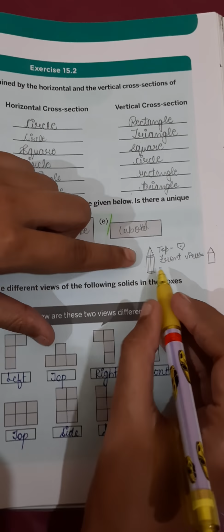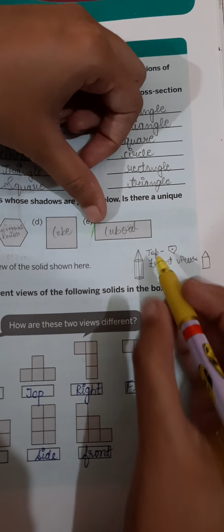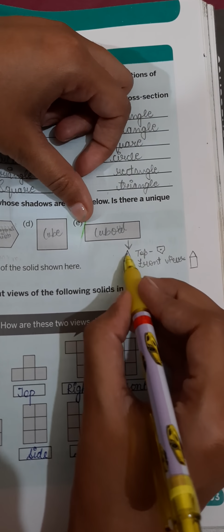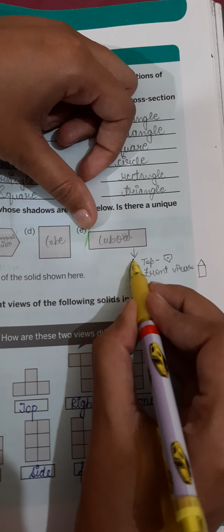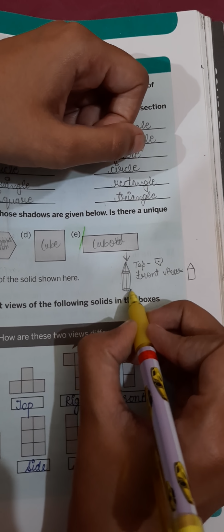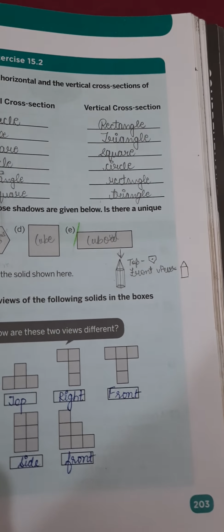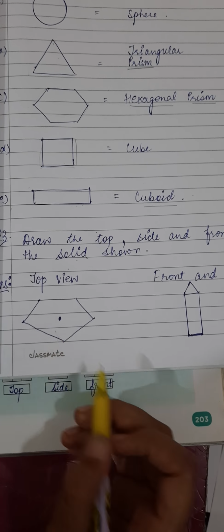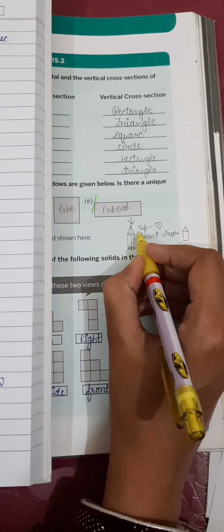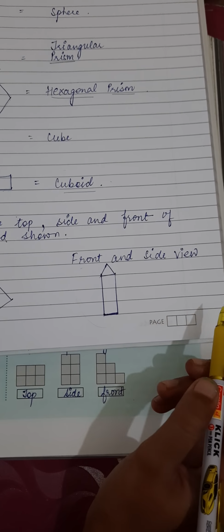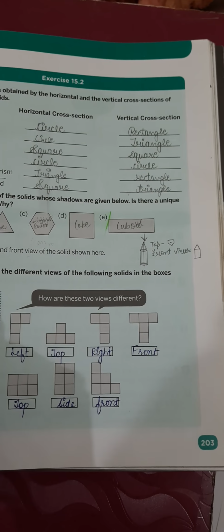Now question 3 is, a figure has been given to you and you have to write the top, side and front view of the solid shape. When you are going to see from the top, you can clearly see the base, because this top is very small. This is the pointed one, and from this you can clearly see the base, and the base is the pentagon. So the top view is the pentagon. Like this you are going to draw the top view. The front and the side view is the same. So the front and the side view is going to be this one. Okay. So this was your question number 3.